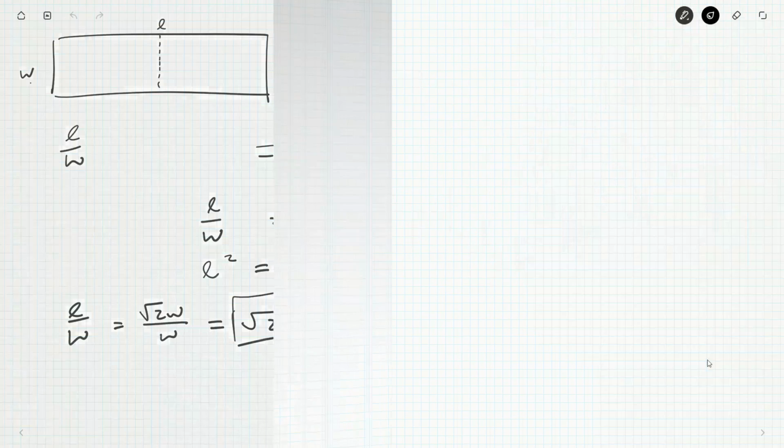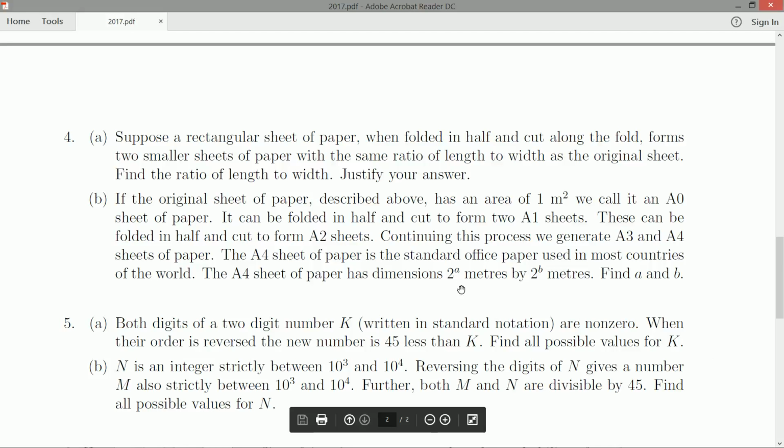So we'll flip the page because we still have a B part to do in question 4 here. If the original sheet of paper described above has an area of 1 meter squared, we call it an A0 sheet of paper. It can be folded in half and cut to form 2 A1 sheets.